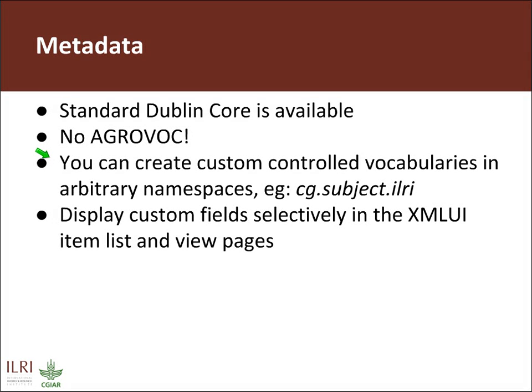So, for example, we have added a custom arbitrary namespace called CG, and then under there we have subject.ilri, and we do a lot of stuff under that CG because it's the CGIAR, and you can do whatever you want. And then eventually you can display those in the XML UI, and you can use them in the APIs. And when you're building applications around DSpace, you can use those fields. They're not standard. Google won't use them, but you can use them. That's just nice to know, that you can use custom taxonomies or custom controlled vocabularies if you need to.